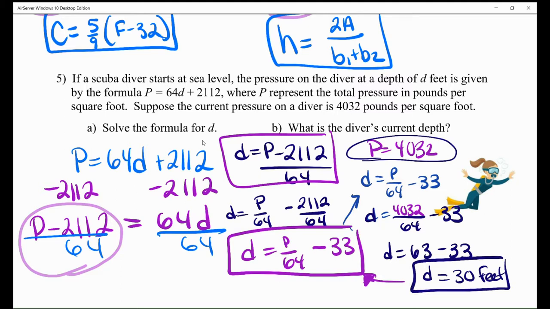That concludes the notes for 1-5, solving literal equations, also known as solving multivariable equations, also known as rewriting equations and formulas.